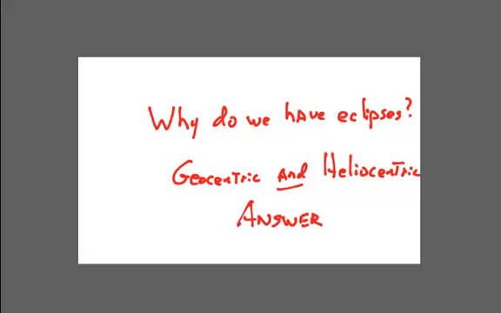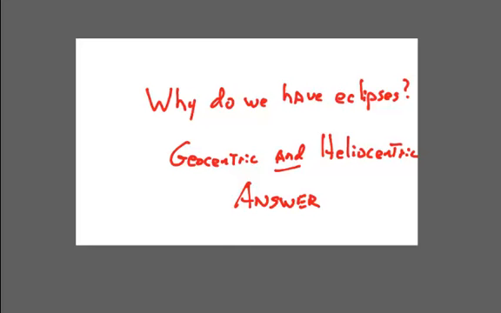Okay, here's the question. We want to use both the heliocentric and the geocentric system to explain a basic question. Why do we have eclipses? So we want to look at it in both ways. And let's start with the geocentric explanation, and let's look at that first.